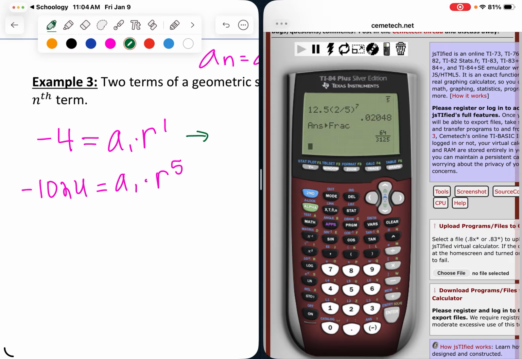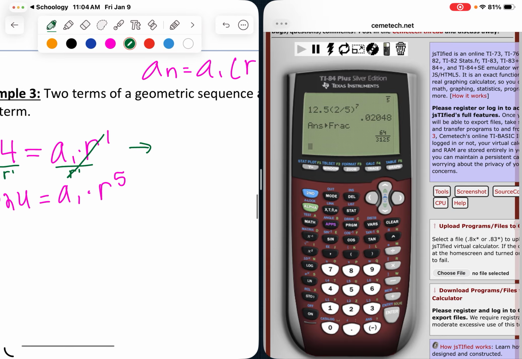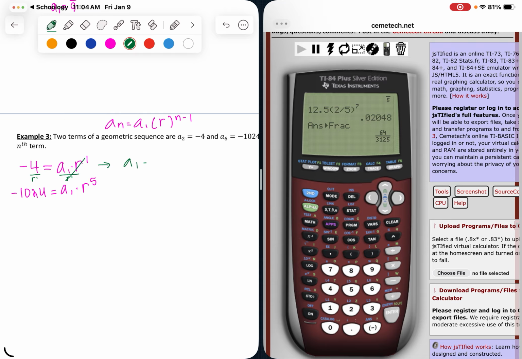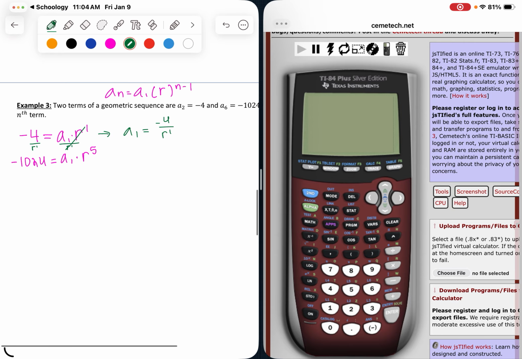In order to do that, I'm going to divide both sides by r to the first power. So divide by r to the first, divide by r to the first. Now those cancel, and I have a sub 1 is equal to negative 4 over r to the first power. And now you can use substitution to solve for one of your variables. So I'm going to replace a sub 1 with that. So I have negative 1024 is equal to, instead of writing a sub 1, I'm going to write negative 4 over r to the first power times r to the fifth power.